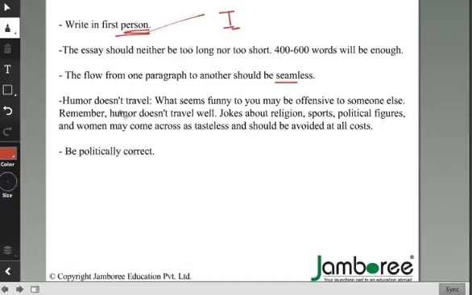This is very important: don't try to be humorous. What seems funny to you may be offensive to someone else, right? So don't try to be humorous, and avoid jokes, or stuff regarding religions, etc. These are not good. Don't talk about political stance also. It is extremely important for you to be politically correct, right? So these are some generic rules to make your essay good.